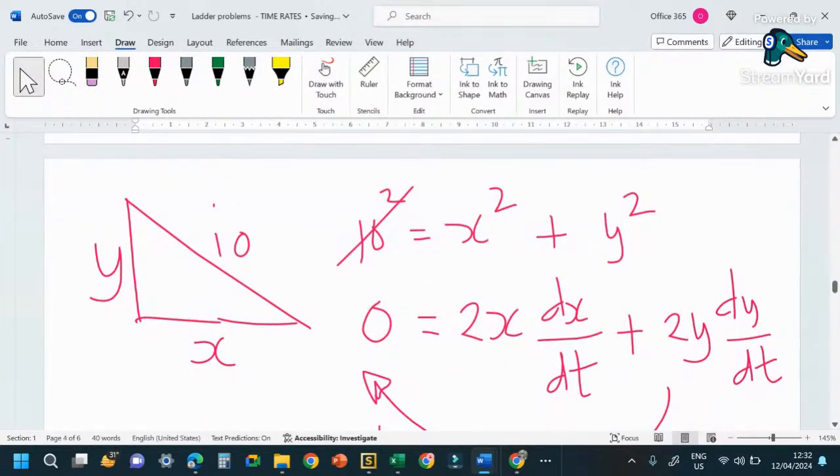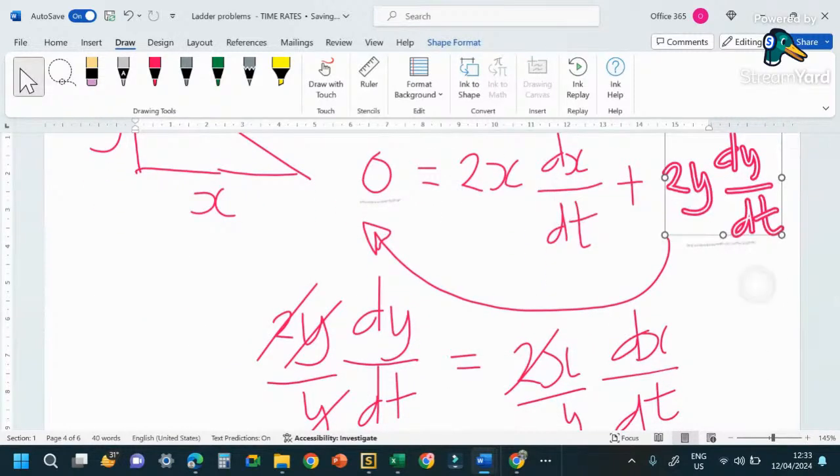And then we go back to the equation from a while ago where we have 10 squared is equal to x squared plus y squared. The derivative of 10 squared is 0. The derivative of x squared is 2x dx over dt. The derivative of y squared is 2y dy over dt.